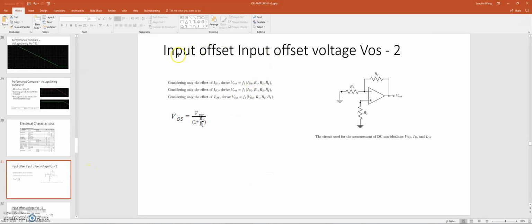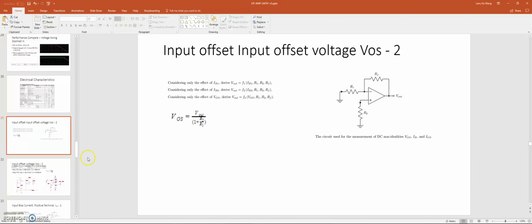First, let's go through input offset voltage. So here to measure the input offset voltage VOS, we're going to use this schematic, which is the same as what we did from lab 1. So here's the equation for calculating that.